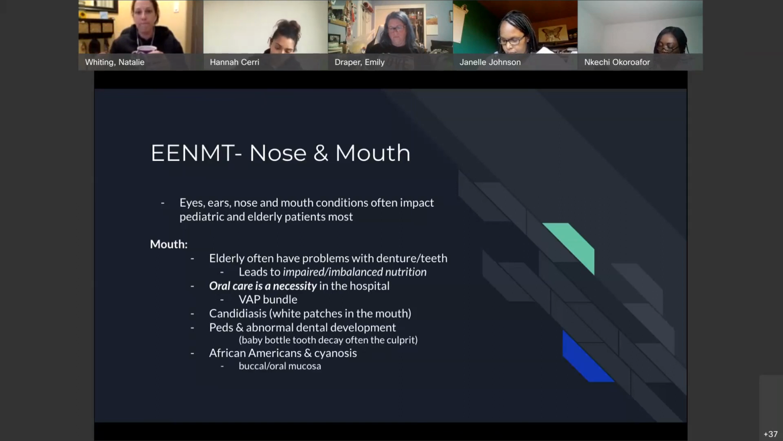Okay. Oral care is a necessity in the hospital. You are going to get this drilled into you, how important oral care is. I don't think I want to be an ICU nurse because I did not like oral care and I do not like suctioning. I don't like doing the suctioning with people on the ventilators. But there's this protocol called the VAP bundle.